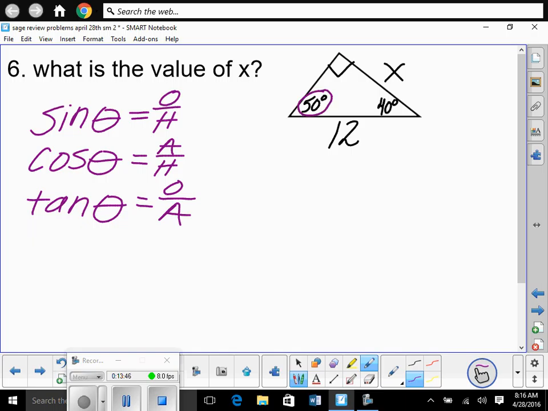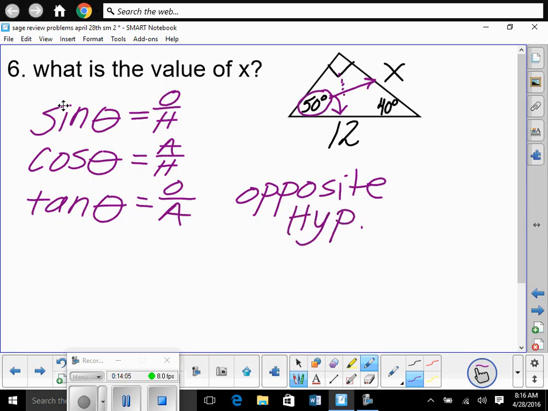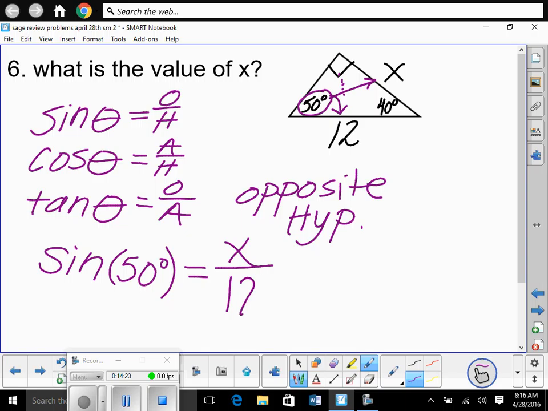Now we have to set up a true trig ratio based on that angle 50. So from angle 50, isn't this the opposite side? Okay, so we're going to be using opposite. And then also, isn't this the hypotenuse? Isn't it across from the 90 degrees? So we're going to be using opposite and hypotenuse. Which trig ratio are we going to be using? Sine, right? So we have sine of theta. Well, what is theta? 50 degrees. So sine of 50 degrees is equal to opposite, which was x, over hypotenuse, which is 12.